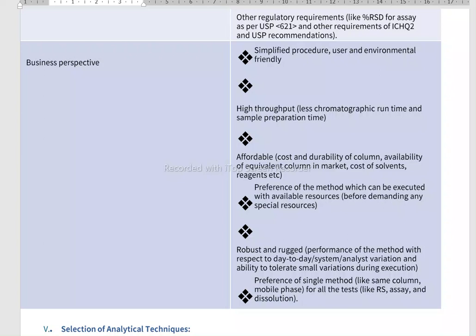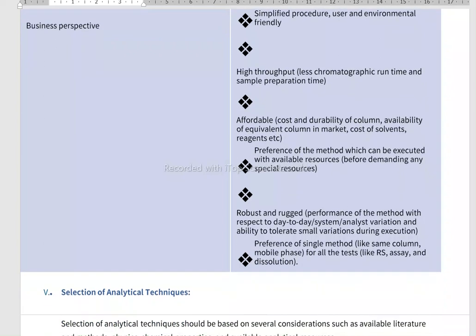The method should be executable with available resources, without demanding any special resources. Your method should be robust and rugged: performance of the method with respect to day-to-day system and analyst variation, and the ability to tolerate small variations during execution. Preference for a single method, like the same column and mobile phase for all tests like related substances and assay, should be preferable and good.